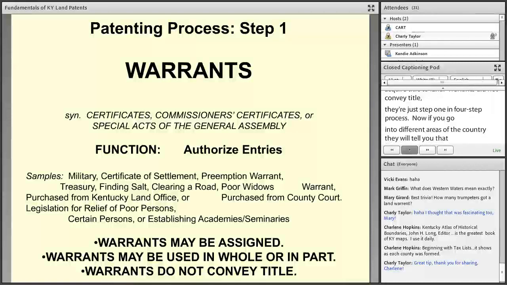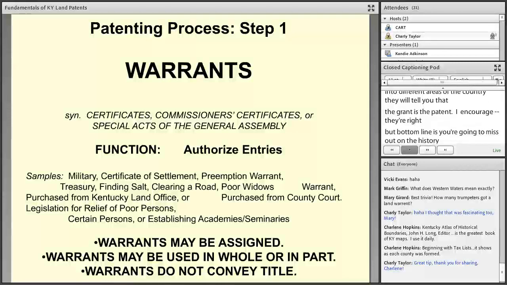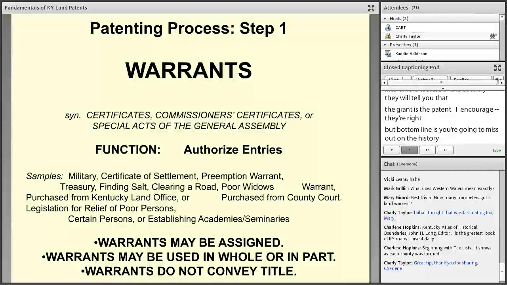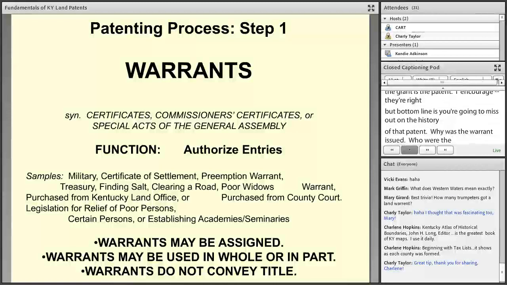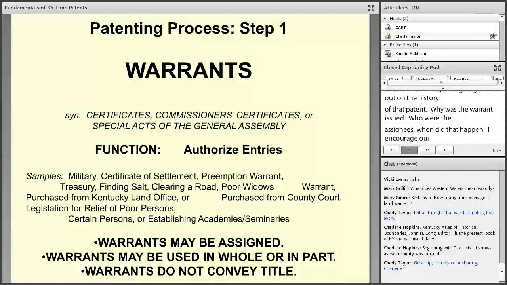I encourage, and they're right, but the bottom line is, you're going to miss out on the history of that patent. Why was the warrant issued? Who were the assignees? When did that happen? I encourage our researchers of Kentucky history and genealogy to look at patenting as a process. You want to see as many steps as possible to understand why that grant issued.